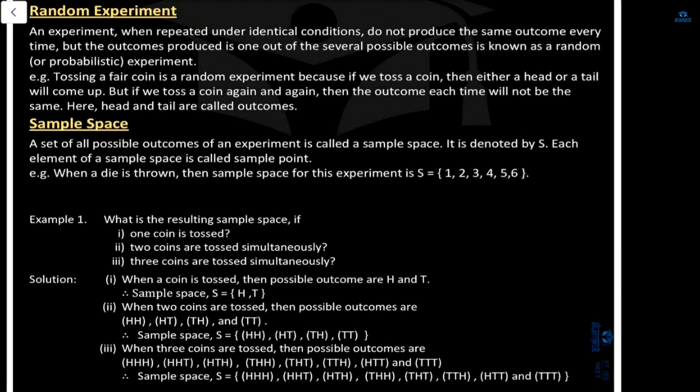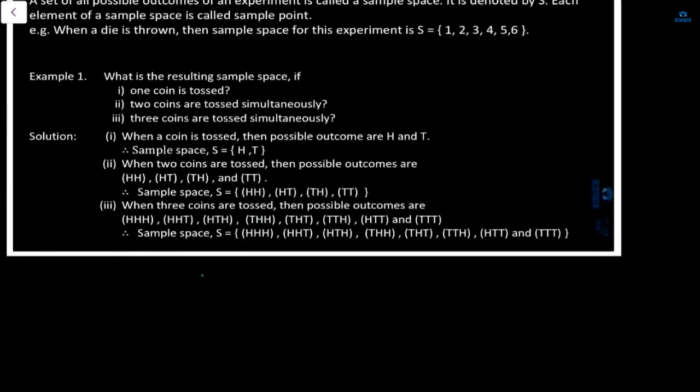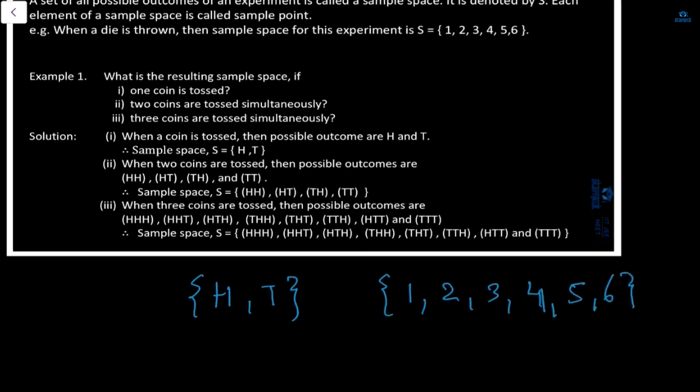Sample space. Sample space is the set of all possible outcomes in an experiment. For example, if you are tossing a coin, what is the sample space? When you throw a coin, you can get a head or a tail. So the sample space contains H, comma T. If you are throwing a dice, the sample space will contain 1, 2, 3, 4, 5, 6. These numbers you can get. Understood? So these are the sample spaces.